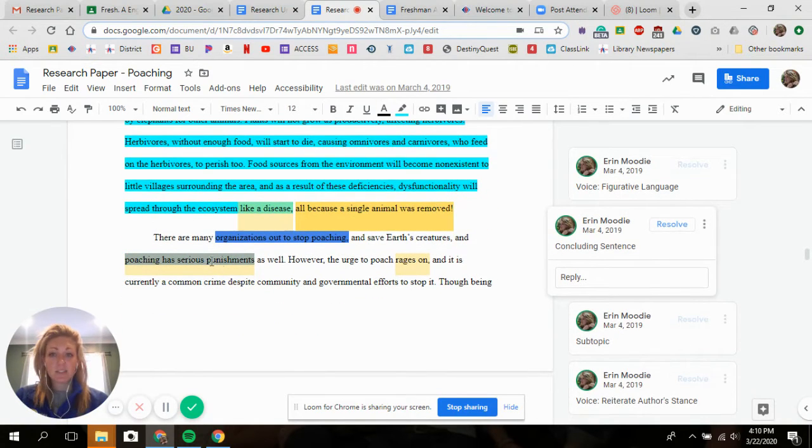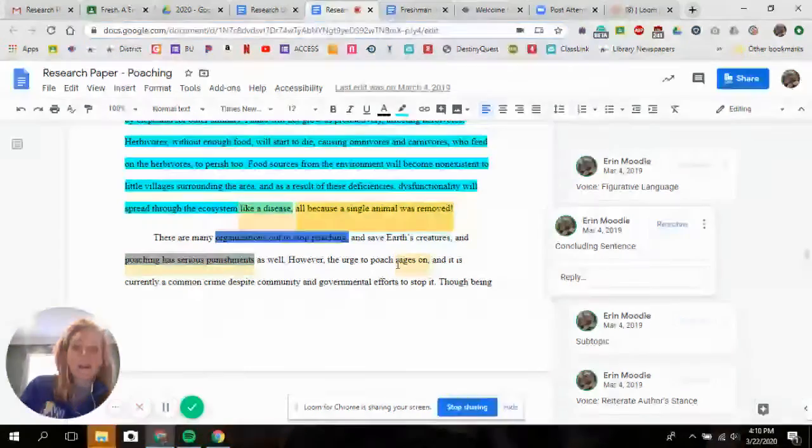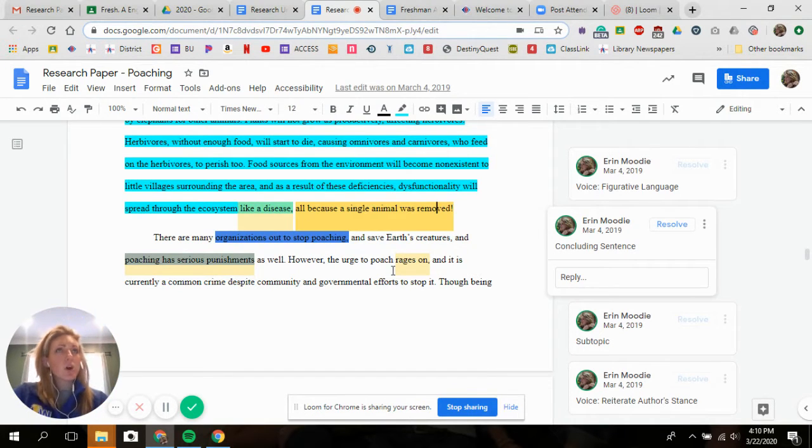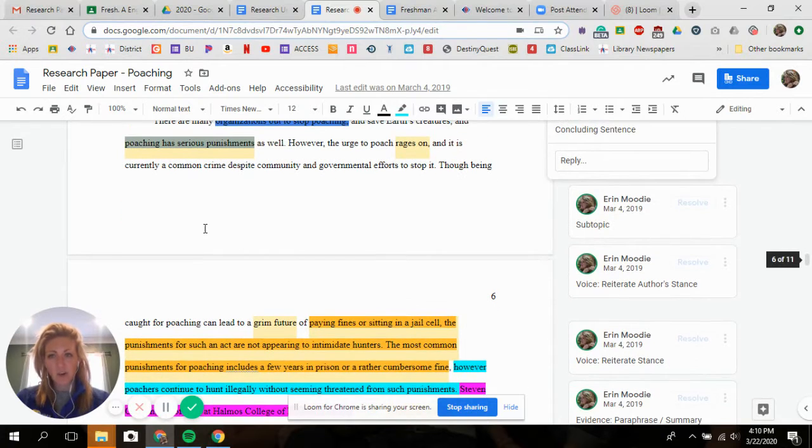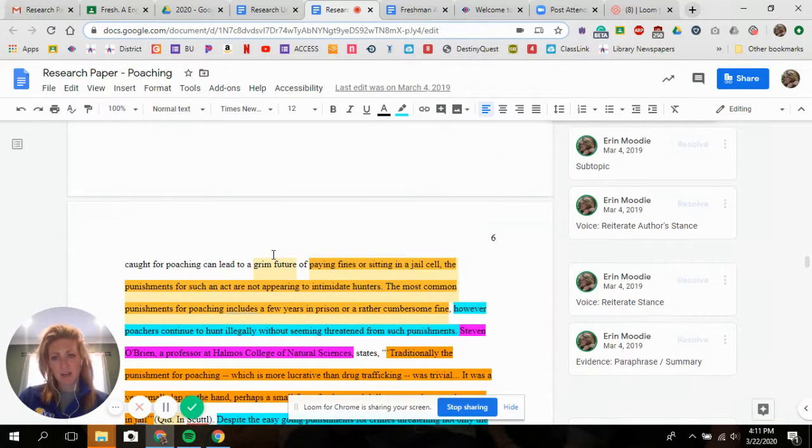They even say it here, like it's a serious punishment, or poaching has serious punishments, but it still rages on. It doesn't just trickle on. It just doesn't occur, but it rages. That's an angry, aggressive word to reiterate their stance. And you can do that with different word choice and adjectives, just like they did there with the rages on. I love that. They call it a crime, not just something that happens.